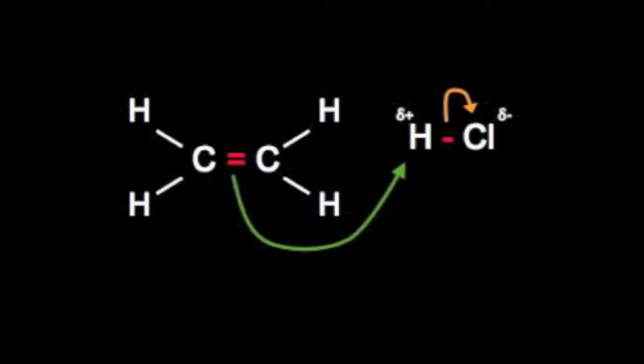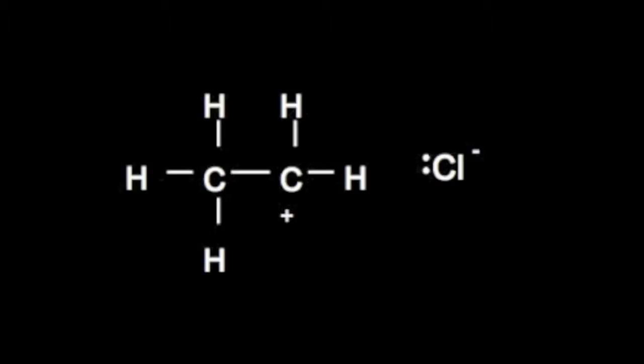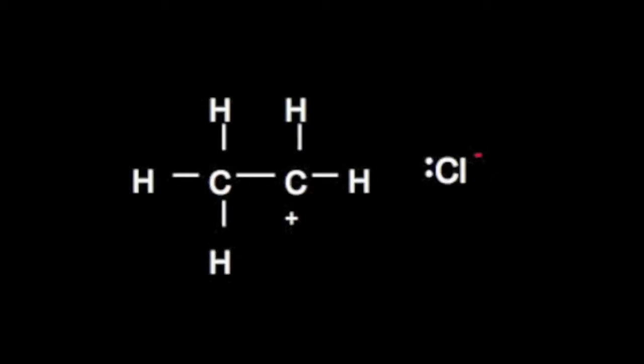we can see that a pair of electrons is donated from the double bond to form a bond with the hydrogen. A carbon can form 4 bonds, and one of the carbons has now only formed 3 bonds, and it's positively charged. We call this a carbocation. By receiving 2 electrons, the chlorine now becomes negatively charged.